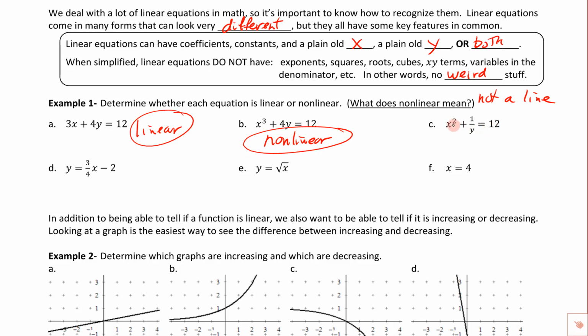We've got an x squared, we've got an x raised to the second power. That's not okay. And we have a y in the denominator. That's not okay. So this is non-linear.